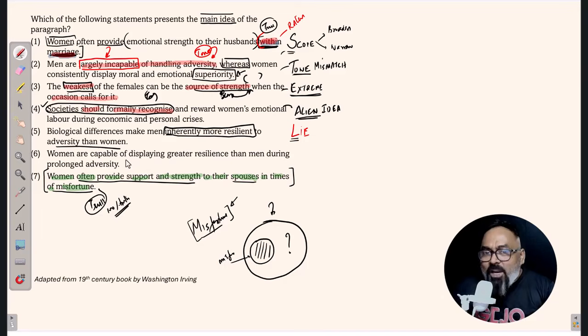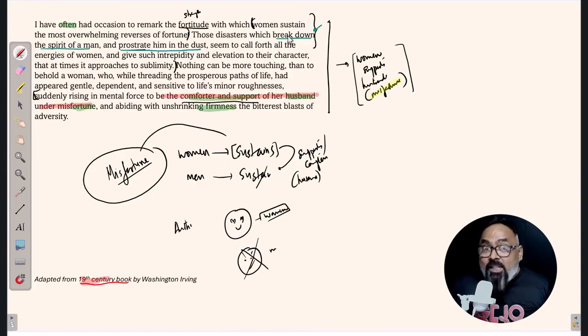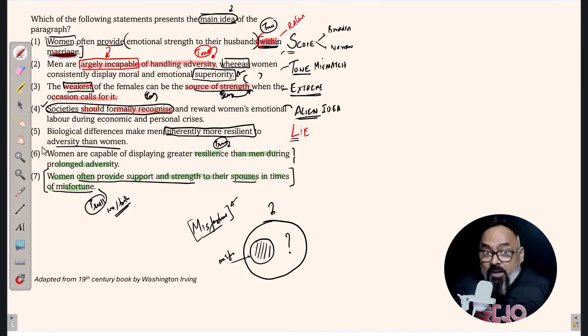Now look at this. Women are capable of displaying greater resilience than men during prolonged adversity. This actually is a true statement. There is no problem. But the issue is, the question is asked as the main idea. It is mentioned that women sustain the reverse of fortune, men break down. Now, this particular sentence does not make the mistake that sentence number 2 is doing.